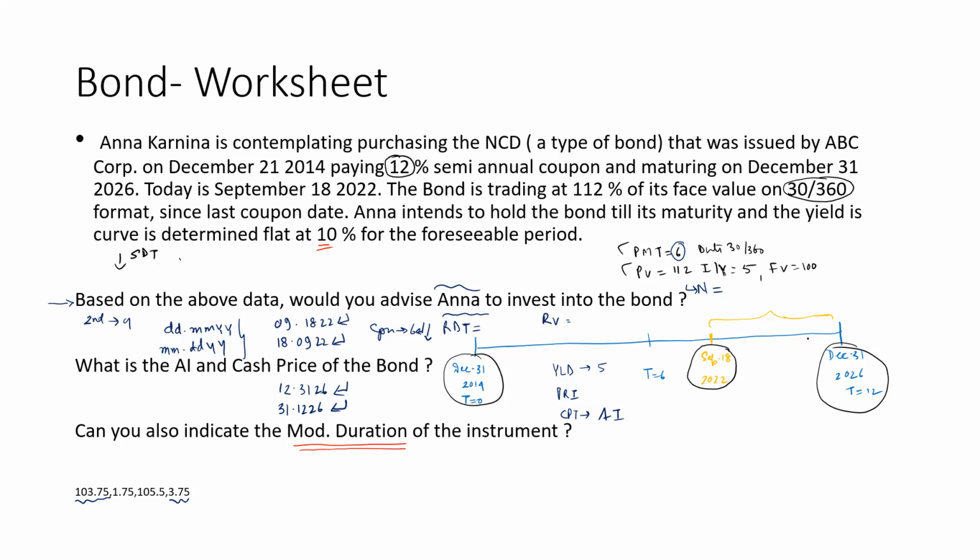So how many periods are there? Between here and here, there are going to be 4 periods. 4 years are there, right? 4 years, since we are compounding with frequency 2, that means it is going to be 8 periods. Plus, there is going to be the date between September 18 and December 31st. Why December 31st? Because it pays a semi-annual coupon. That means one coupon it will be paying on December 31st, and the second coupon it will be paying on June 30th. That's how it will be paying 2 coupons in a year. So we just have to then calculate these number of days.